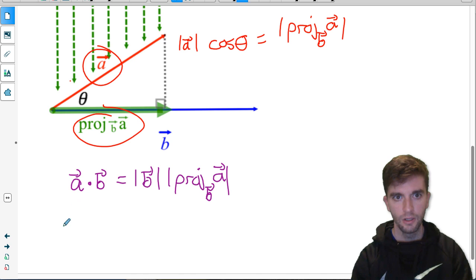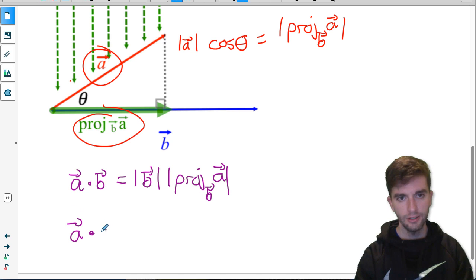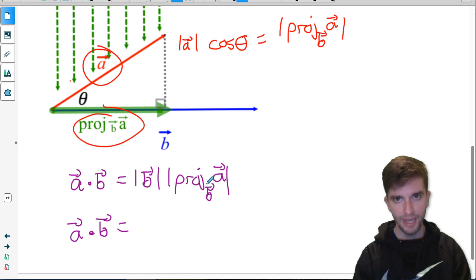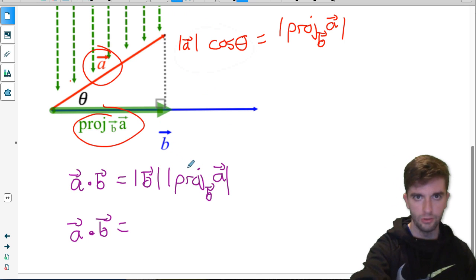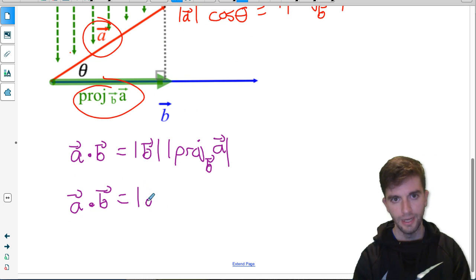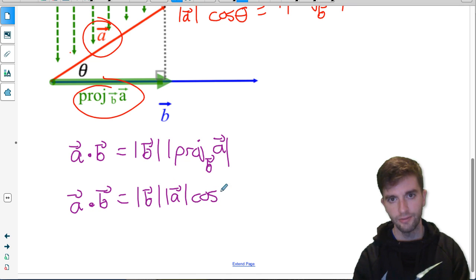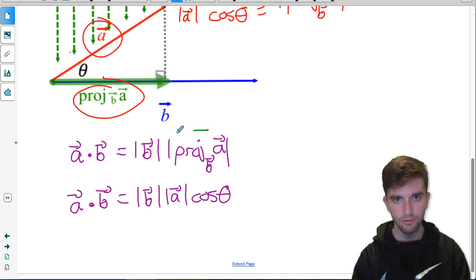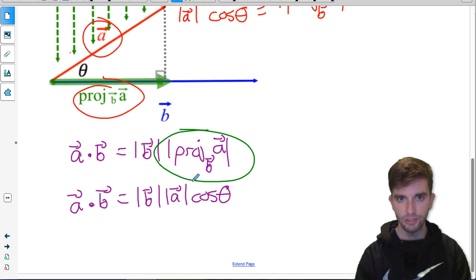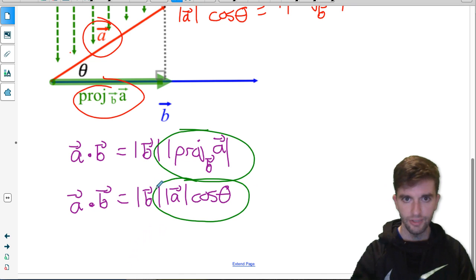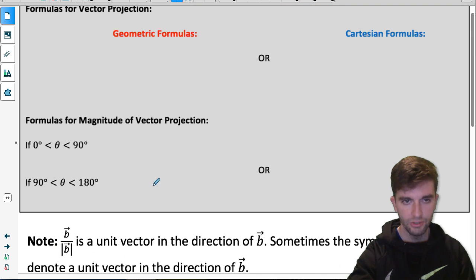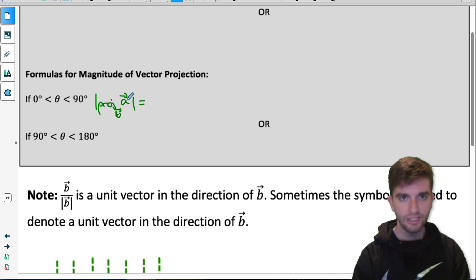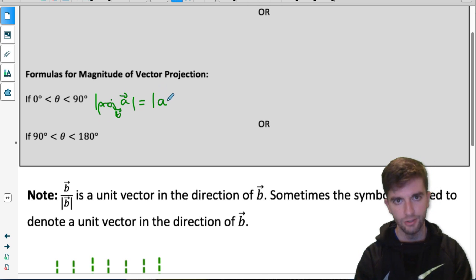So the dot product formula, when I replace the magnitude of the projection with what I know it's equal to, looks like this: magnitude of vector B times magnitude of vector A times cosine of the angle between them. So the first thing we're going to fill out, we're going to write down what the magnitude of the projection of A onto B is equal to. It's equal to the magnitude of A cos theta, and we figured that out using our diagram. So the magnitude of the projection of A onto B equals the magnitude of A times cosine theta.